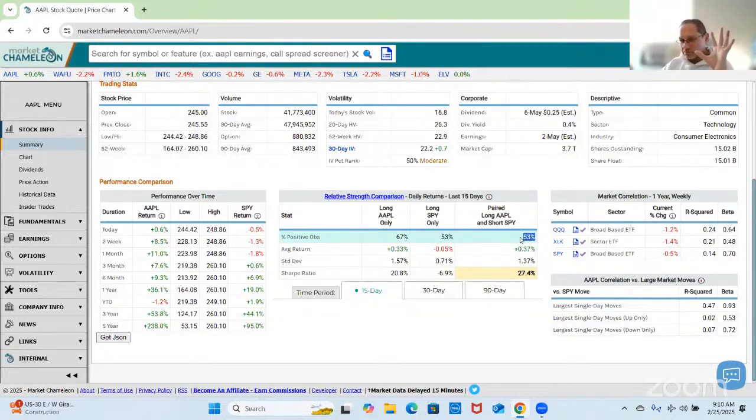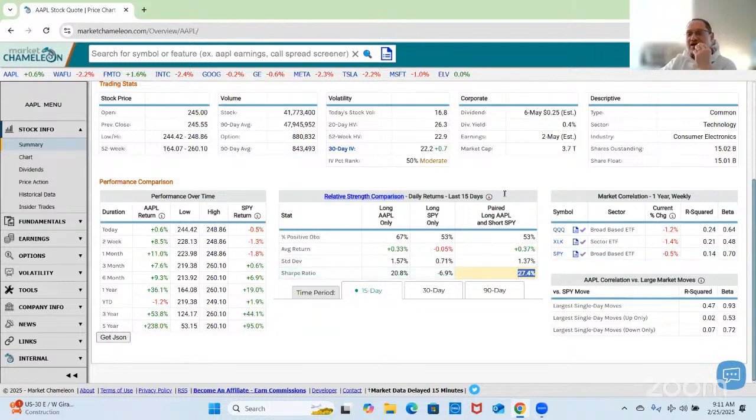So it doesn't look at its beta, but just whatever you're long in one stock, you're short the other stock, right? So what you did was you shorted SPY, and you took, let's say, that $1,000 and you bought Apple, right? So you financed your Apple by selling SPY. How did that work out? So that was a winner 53% of the time for an average return of 0.37% with a standard deviation of 1.37 and that Sharpe of 27.4.